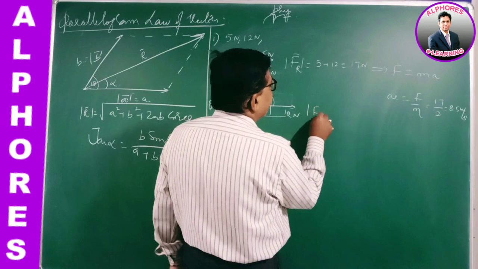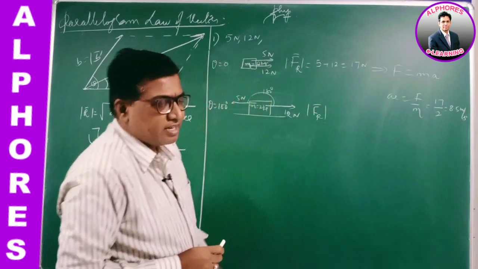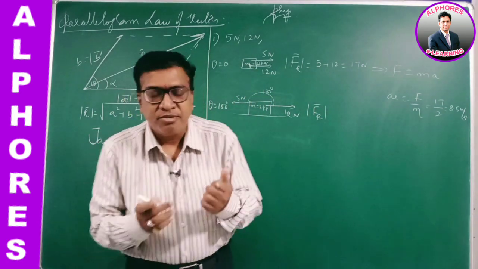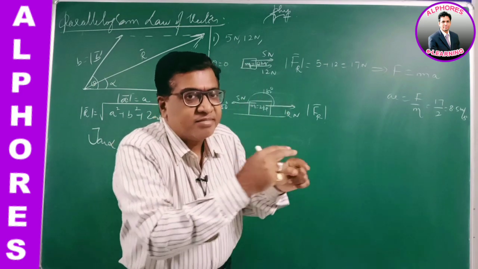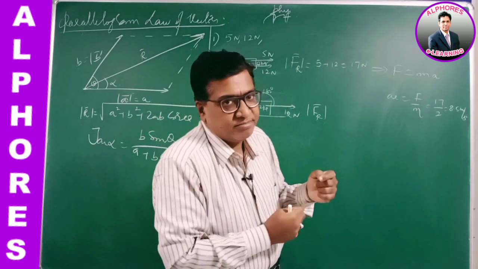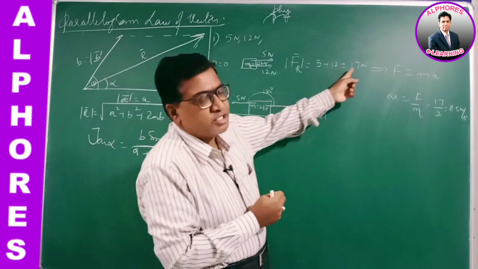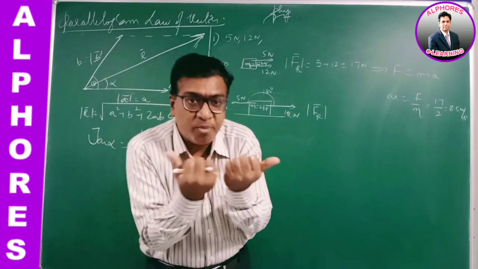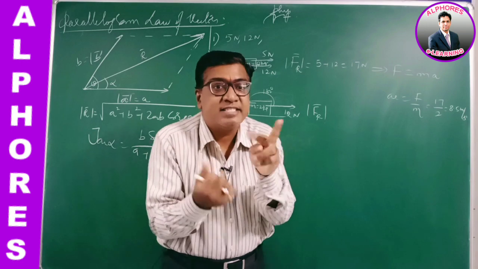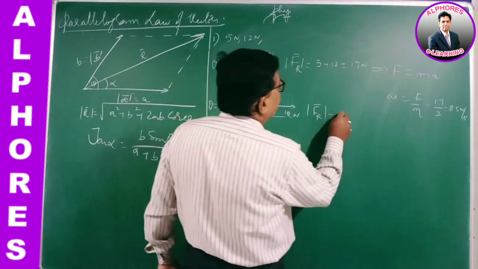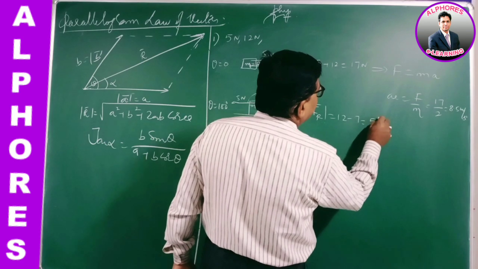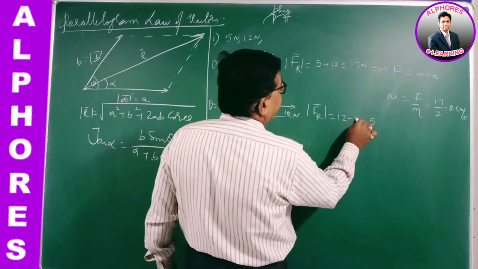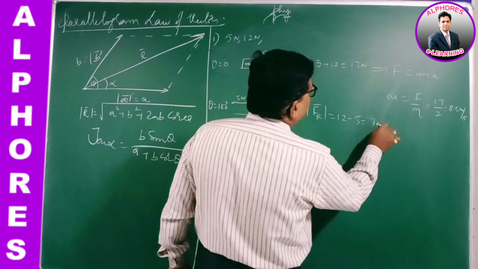Now let's find the resultant force when they are in opposite directions. When two vectors are in the same direction, the resultant is addition. Just simply add 5 plus 12, 17. But when they are in opposite directions, the resultant is subtraction. So the resultant force is 12 minus 7, sorry, 12 minus 5. So the answer is 7 Newton.